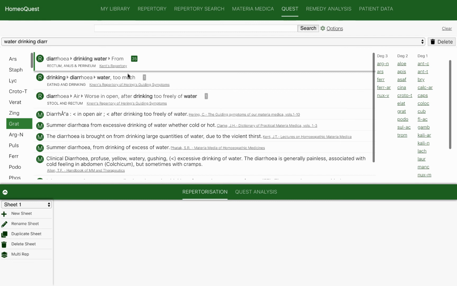So that's the best part, and that's where Quest has saved me tons and tons of time just making those quick prescriptions. So hope that helps you understand when you repertorize, when you don't repertorize, what you do instead, and go and give the best to your patients.